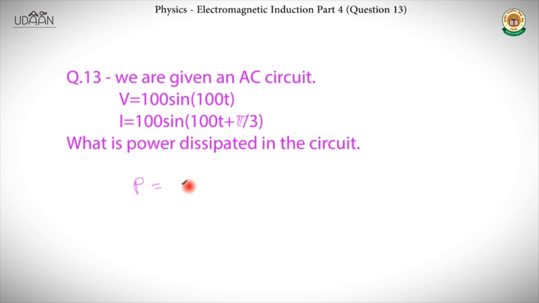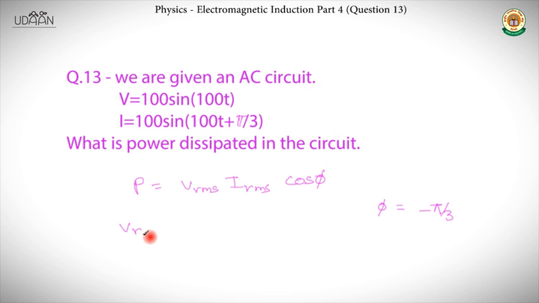The power dissipated is equal to V RMS into I RMS into cos phi. We know all this. Cos phi is equal to R by Z. And we are given that phi is nothing but the phase difference between V and I. So the phase difference given is phi equal to minus pi by 3. That's right, by seeing the equation.